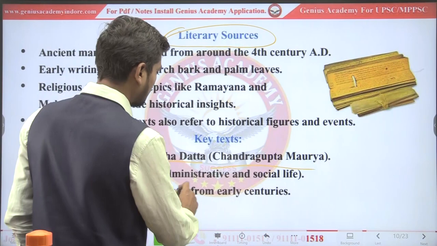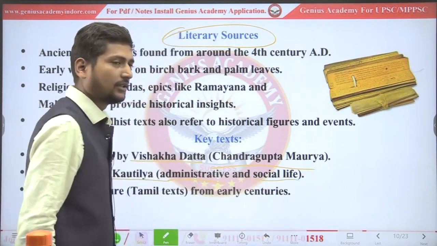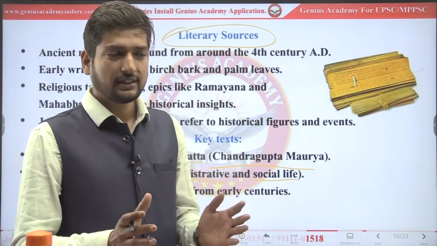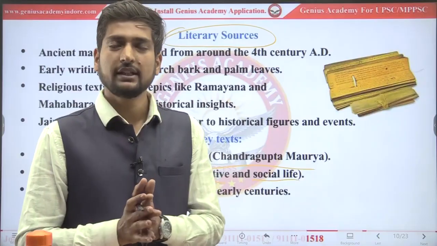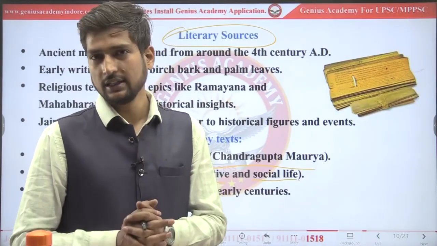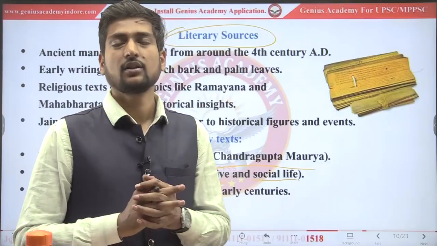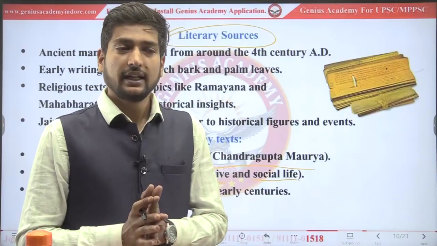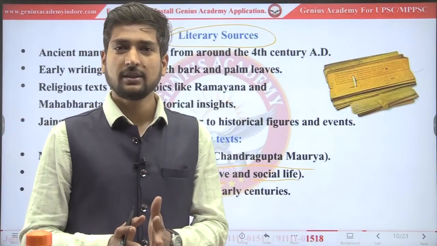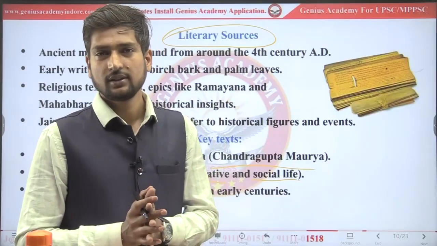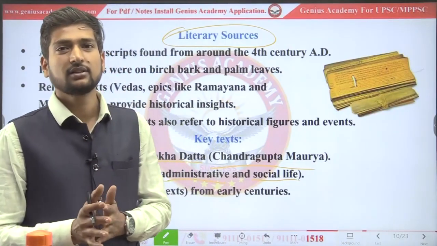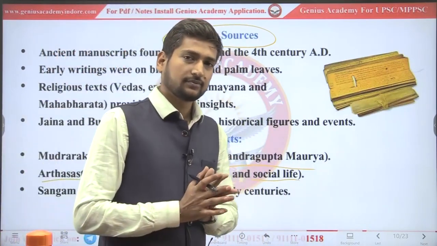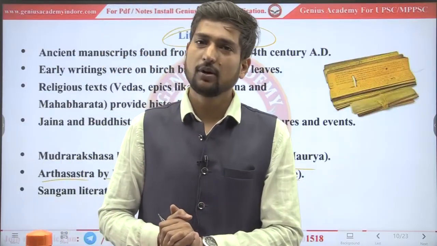Arthashastra by Kautilya, administrative and social life. The name of that book is Arthashastra. Arthashastra is a very important book written by a great scholar Kautilya, who was the minister of Chandragupta Maurya, under which he defined how the political system of countries should be governed. But the name is Arthashastra, it doesn't have any relation with economy. The matter is all about polity.